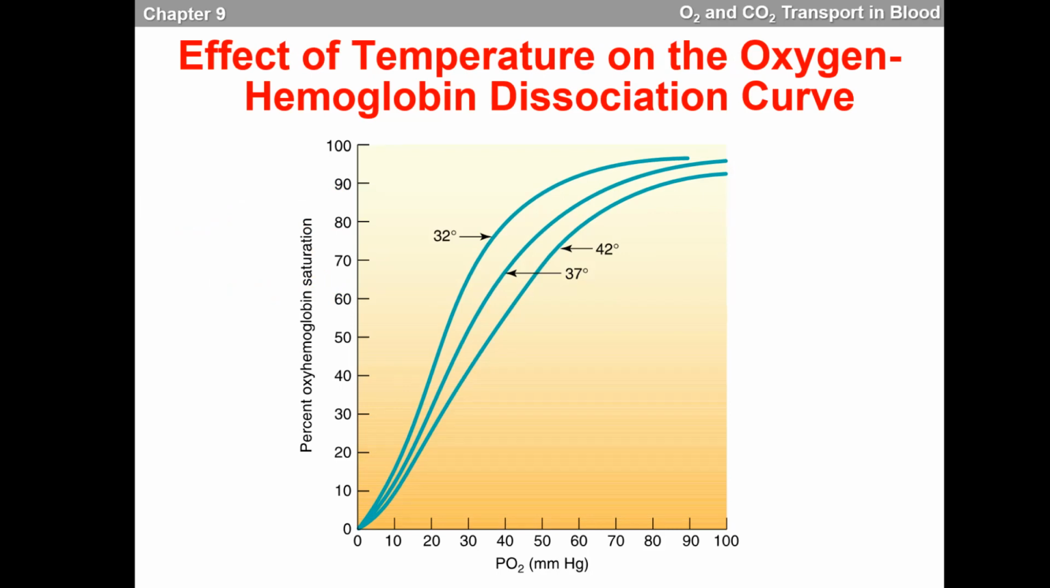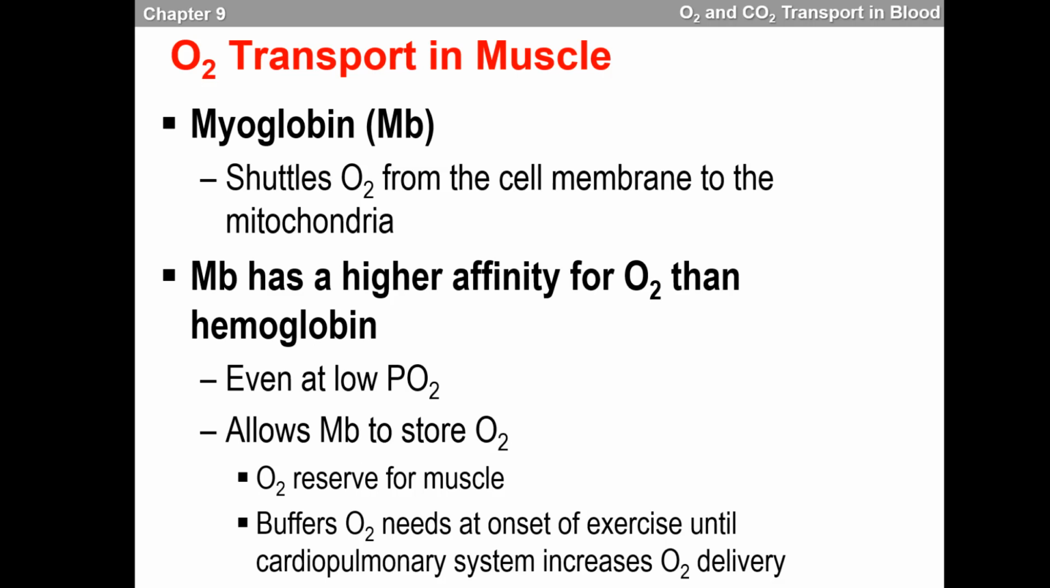Same thing with being hotter. Whenever we're hotter, at 40, we're dumping off about 50% of our oxygen, while at rest, we're dumping off only about 25 to 30%. So being a little bit warmer and having a lower pH can help.